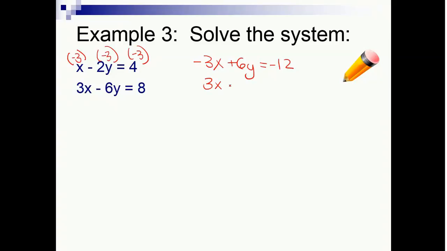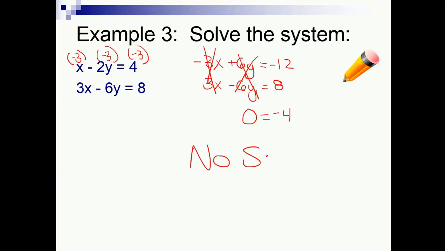Let's rewrite the bottom one here. Negative 3x plus 3x, that cancels out. 6y minus 6y cancels out. I'm left with 0 equals negative 4. 0 doesn't equal negative 4. You know what? I bet this system doesn't have a solution.